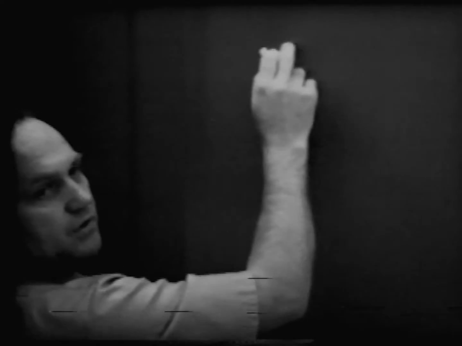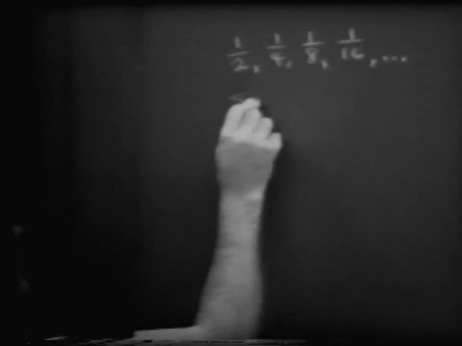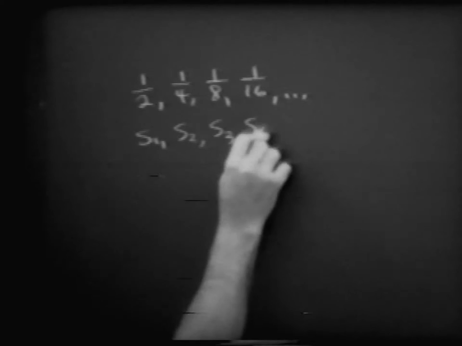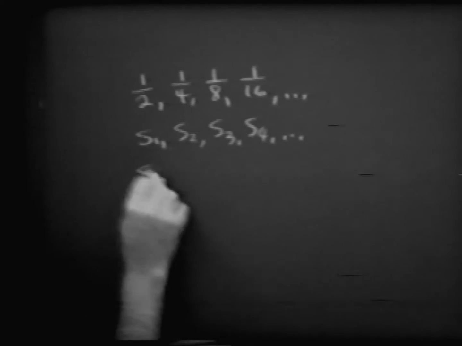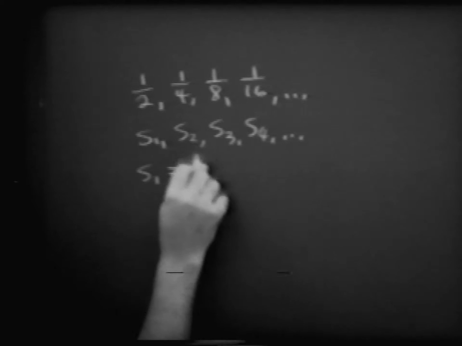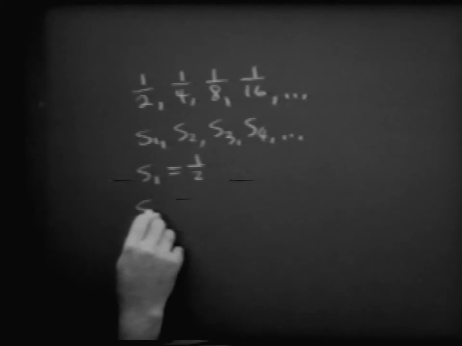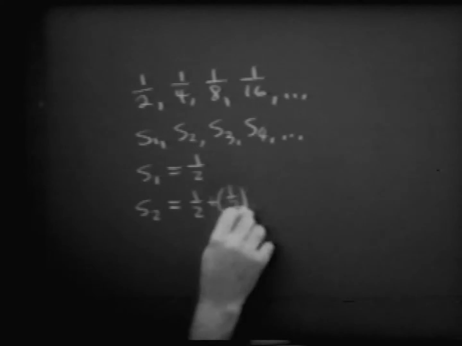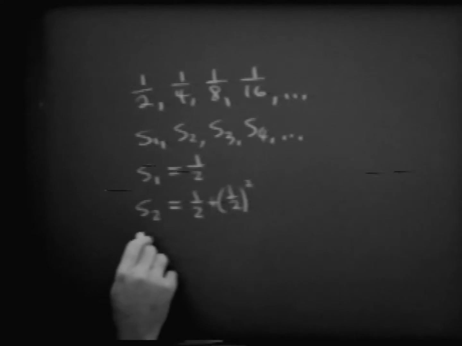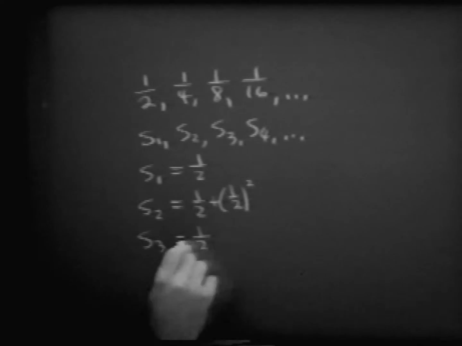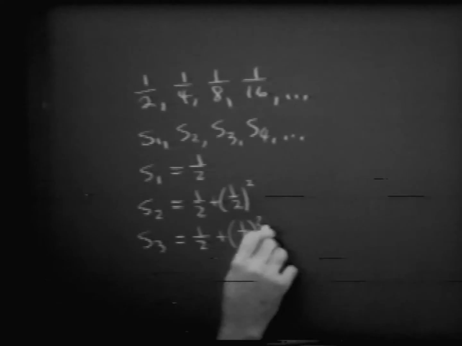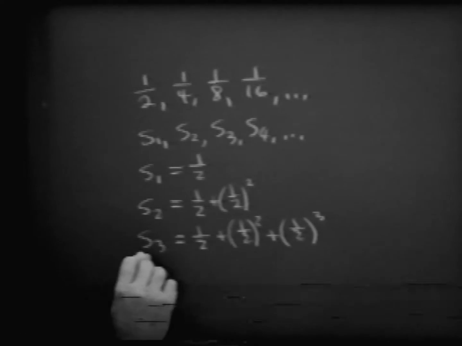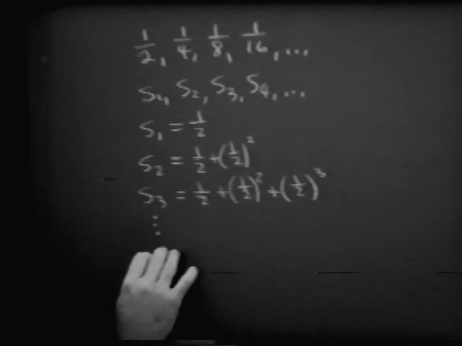Let me associate with each one of these terms, as we have before, another sequence, which I'm going to call S sub 1, S sub 2, S sub 3, S sub 4, and so on, so that associated with S sub 1 is the sum of the first term, which is simply 1/2. S sub 2 is then 1/2 plus 1/2 squared. S sub 3 we may write as 1/2 plus 1/2 squared plus 1/2 cubed, and so on in this fashion, and we can continue this forever.